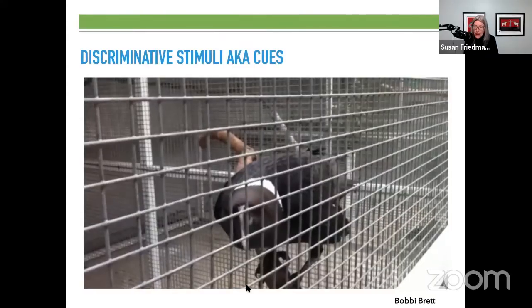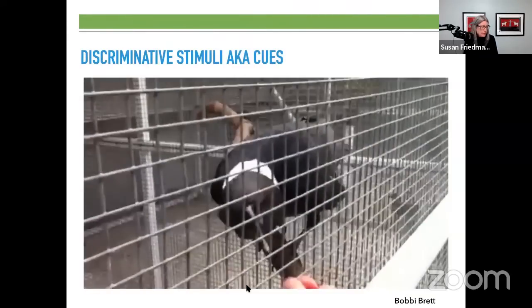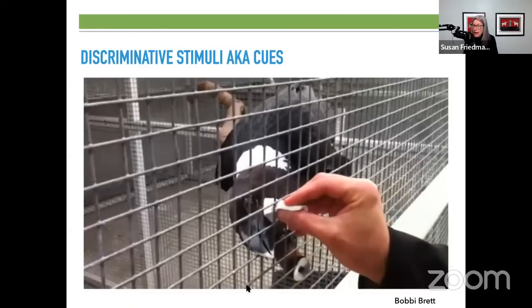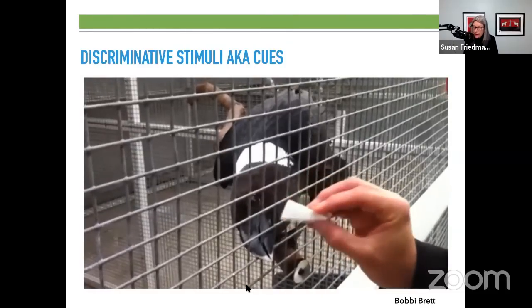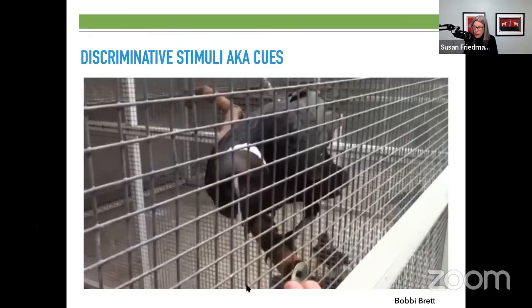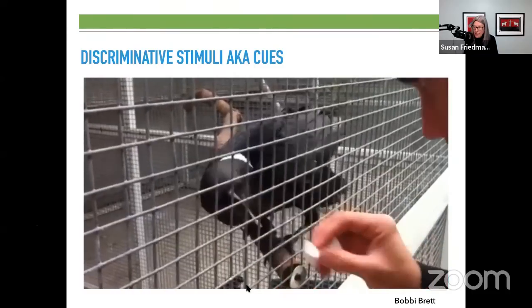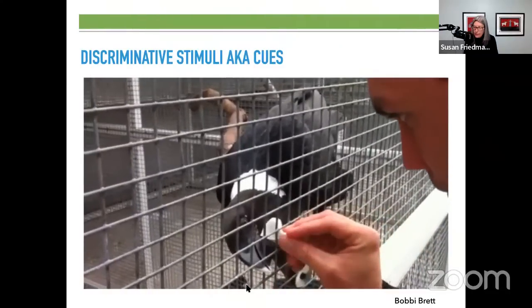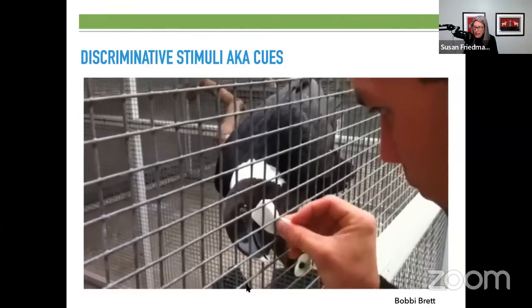An African white-collared raven, doing a voluntary medical procedure. Watch for the A, B, C, the Q, the behavior, and the consequence.